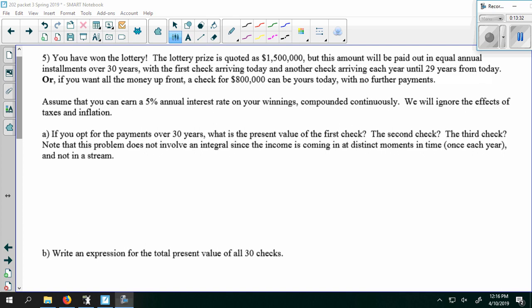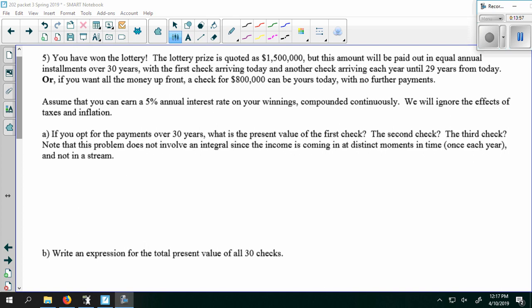You've won the lottery, and the lottery prize is quoted as $1.5 million, but this amount will be paid out in equal annual installments over 30 years, with the first check arriving today and another check arriving each year until 29 years from today, so for a total of 30 checks. Or if you want the money up front, you'll get a check for $800,000 today with no further payments.